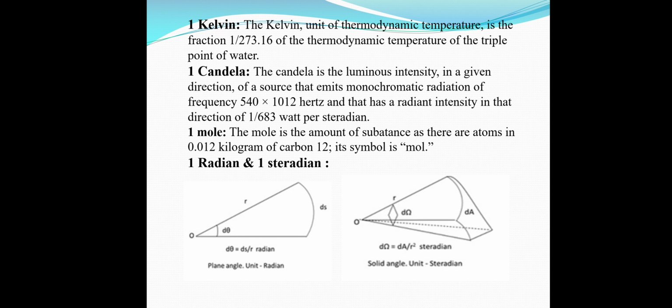1 candela. The candela is the luminous intensity in a given direction of a source that emits monochromatic radiation of frequency 540 times 10 to the 12 Hz and has a radiant intensity in that direction of 1 upon 683 watt per steradian. Hertz is the measuring unit of frequency. And 1 mole. The mole is the amount of substance containing as many atoms as there are in 0.012 kilogram of carbon-12, and its symbol is mol.